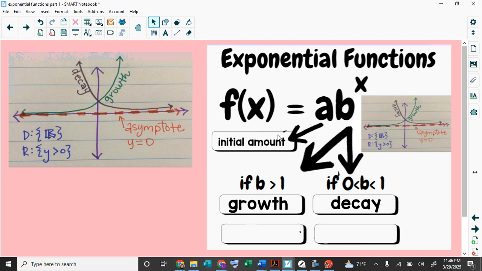So this a is my initial amount. This b determines whether it is growth or decay. And if it's greater than 1, that is also called the growth factor. By how much is it going to grow? And of course, if it's over here, it's the decay factor. You may need to pause this video to get all of this information down. If you need to, make sure you do that.